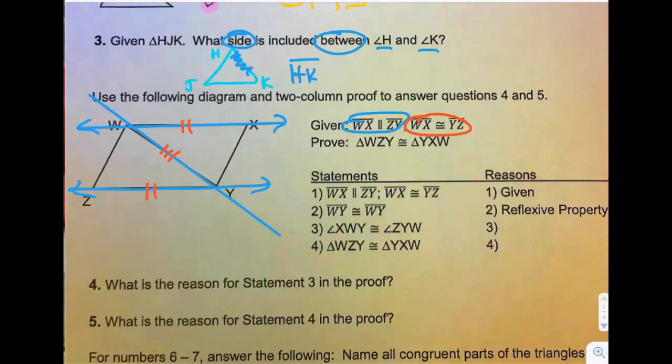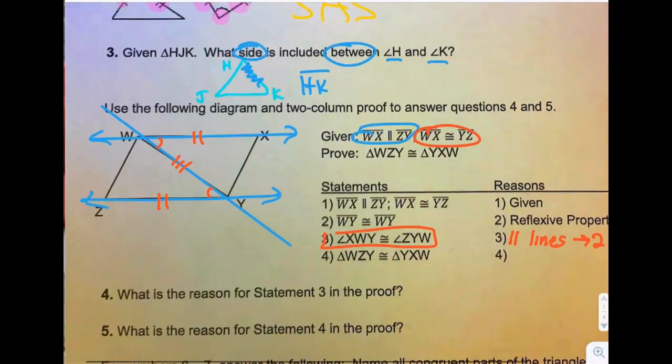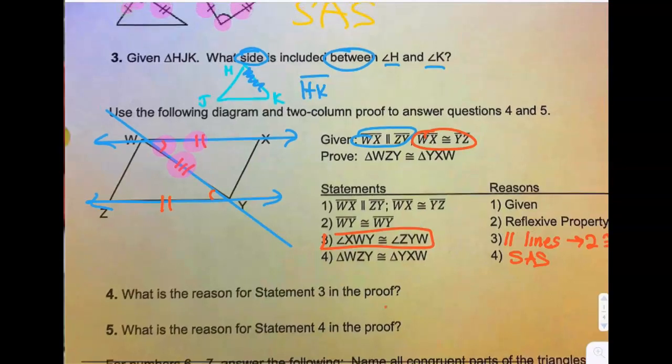It then says angle XWY, which is right here, and ZYW, which is right here. And that's because parallel lines imply two congruent angles, in this case alternate interior. And now the triangles are congruent to each other because boom, boom, boom. Side, angle, side. And these are the answers to 4 and 5. 4 and 5 are really 3 and 4 in the proof. Kind of confusing. All right.